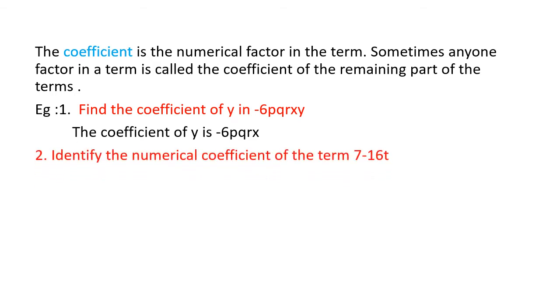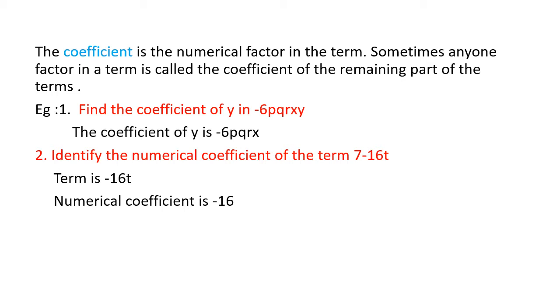Identify the numerical coefficient of the expression 7 minus 16t. First we need to identify the term. Actually, two terms are there, 7 and minus 16t, but the variable is in only one term. What is that? Minus 16t. So the term is minus 16t. They told you to find only the numerical coefficient. Here the numerical coefficient is minus 16.